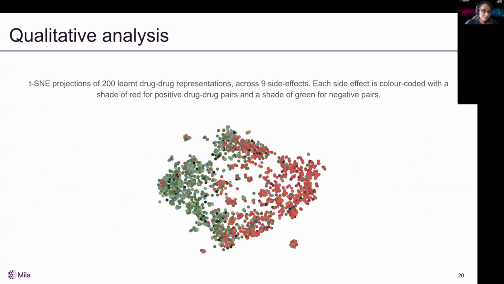And we also visualized the 200 learned drug representations across 9 side effects, and we see that the t-SNE, which is a visualization method, clusters them in a representative way.